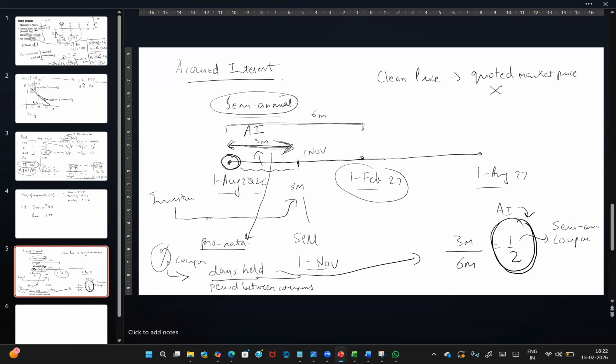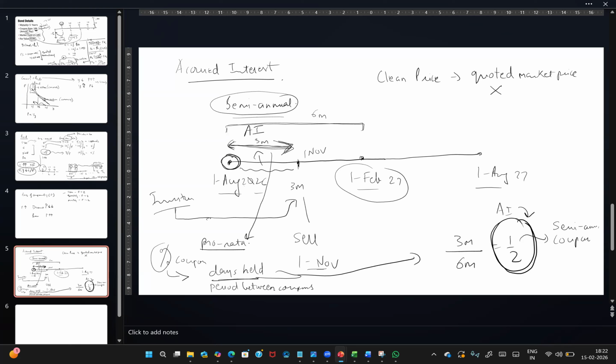In this case, I took a very simple, easier calculation: 3 months divided by 6. But had it been 1 month, suppose the investor is trying to sell on the 1st of September, in that case accrued interest would have been 1 month divided by 6 months into the semi-annual coupon. So that would have been 1/6 of the semi-annual coupon. So the number of days held divided by the period between coupons gives the accrued interest. Any question here? All okay.